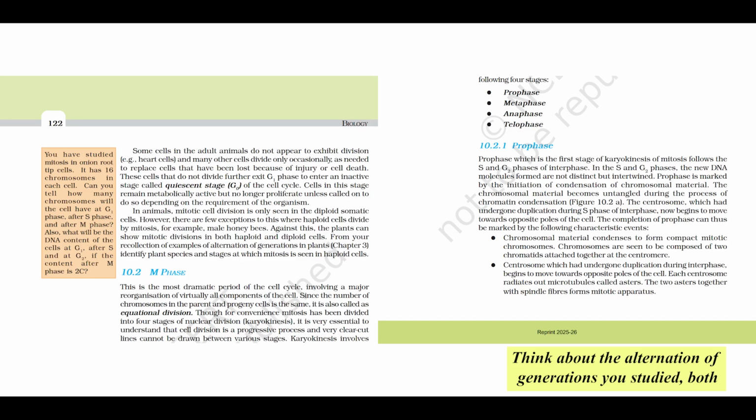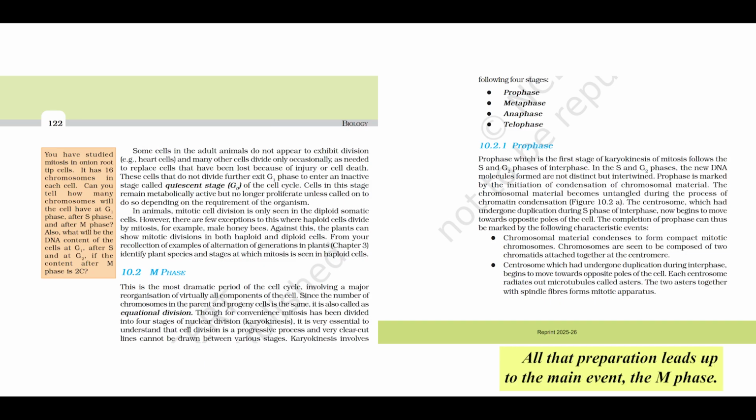Think about the alternation of generations you studied, both the gametophyte, haploid, and sporophyte, diploid stages. In many plants, growth occurs by mitosis. That's a classic comparative point. Right, plants do things differently. Okay, I think I have a good grasp of interphase and G0 now.